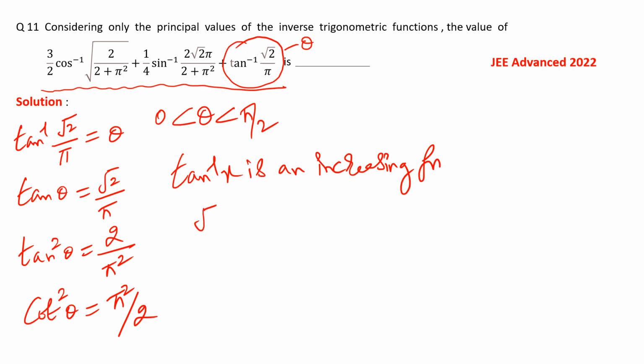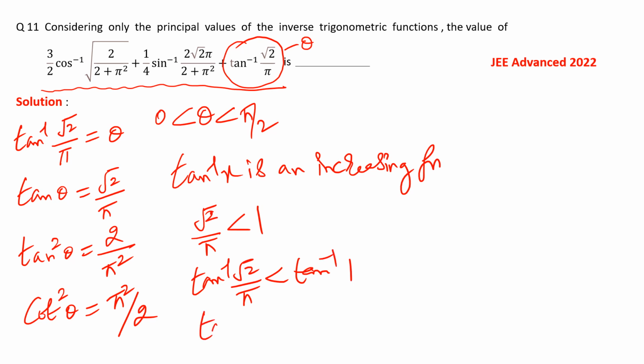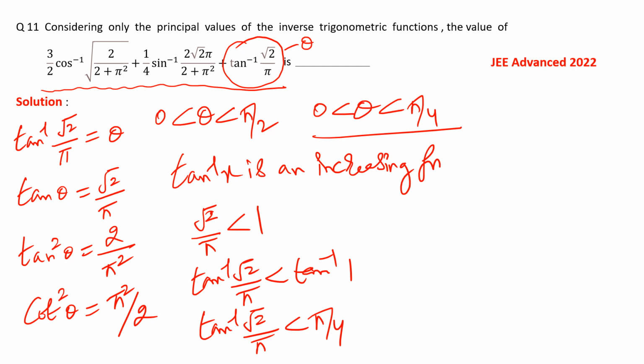Now we also know that root 2 upon pi is smaller than 1. So that means tan inverse root 2 upon pi will be smaller than tan inverse 1. Fine. Now tan inverse 1 is how much? It is pi by 4. So that means tan inverse root 2 upon pi will be smaller than pi by 4. So this means that theta must lie somewhere between 0 to pi by 4. Now this particular range will help us to solve this question.